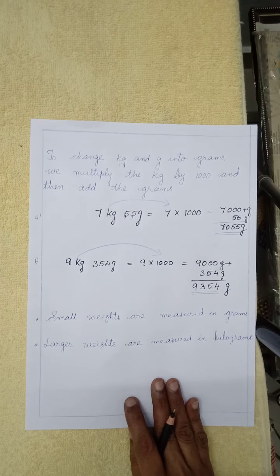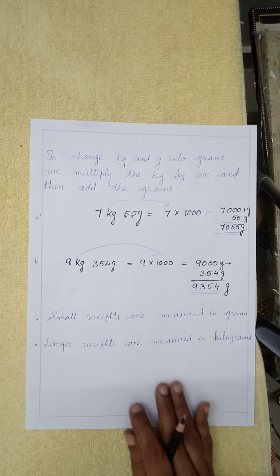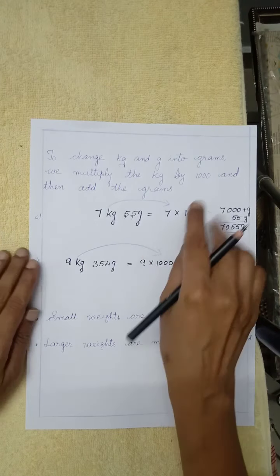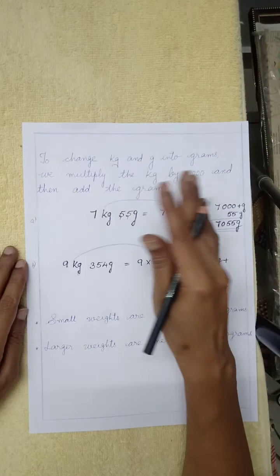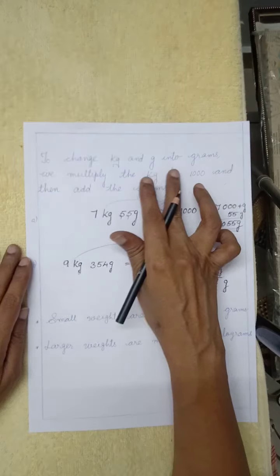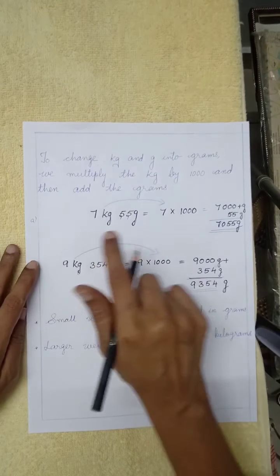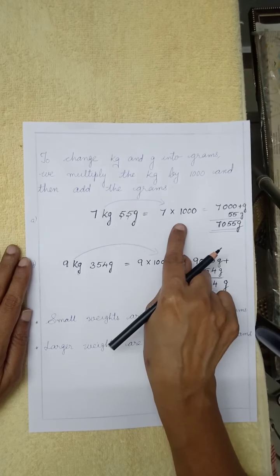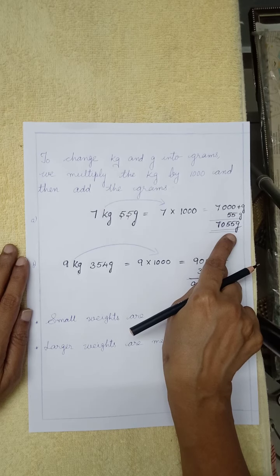Children, all of you look here. Sometimes units may be expressed in grams and kilograms. To change kilogram and gram into grams, we multiply the kilogram by 1000 and then add the grams.